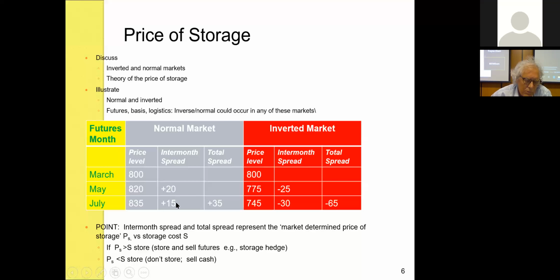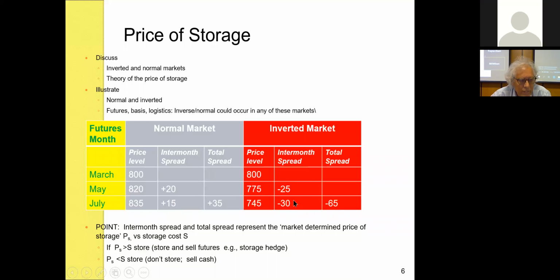Inter-month price differentials are sometimes called the price of storage, which gives you an indication as to the value of storage from one time period to the next. In a normal market, that's positive. In an inverted market, such as on the right-hand side, it is a negative price of storage. And when we have a negative price of storage, what it's really saying is don't store the commodity, that the value of storing it forward is negative, so you should not be storing the commodity.